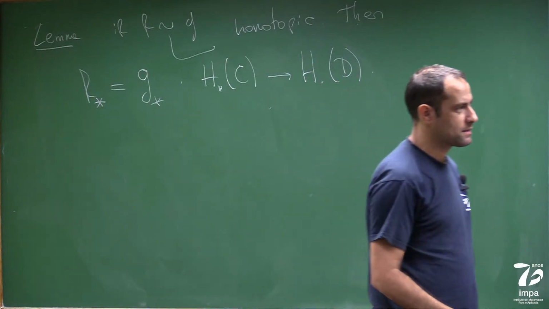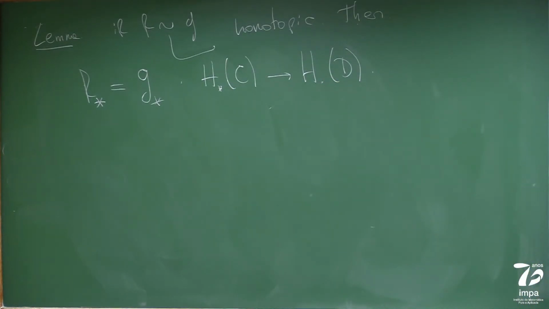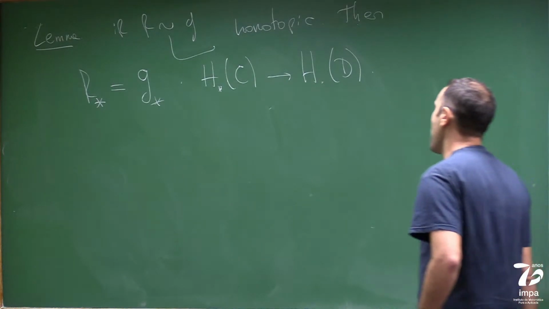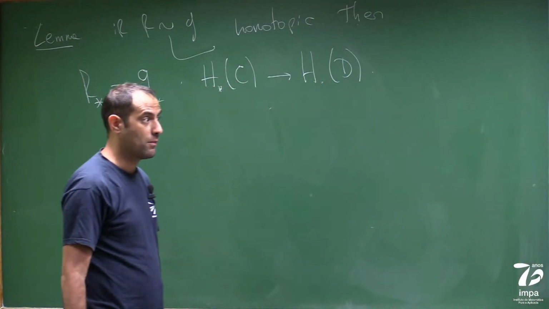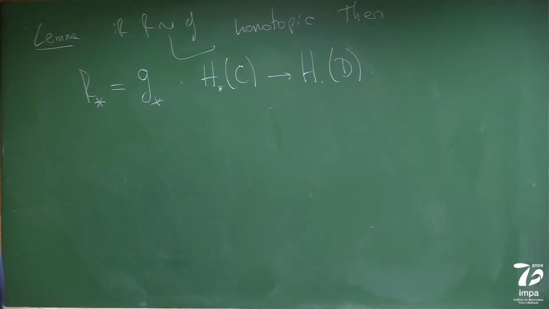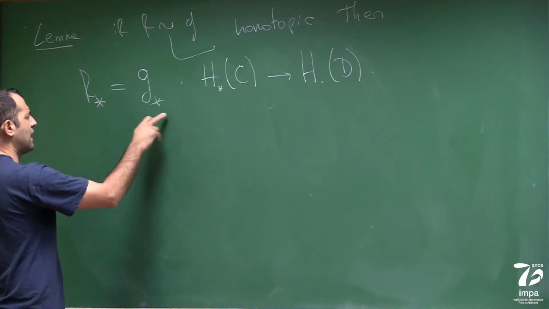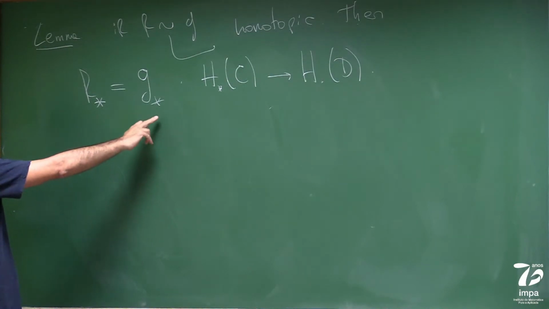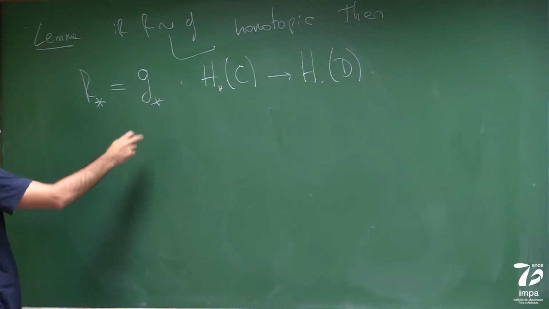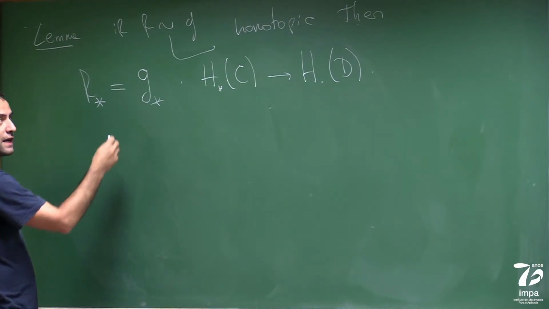So two maps that differ by a null homotopic map are not seen in homology. Homology does not distinguish two maps if they only differ by homotopy. So let's prove this. This is very simple. First of all, I don't remember if I mentioned this, but I think I didn't define these F star and G star.